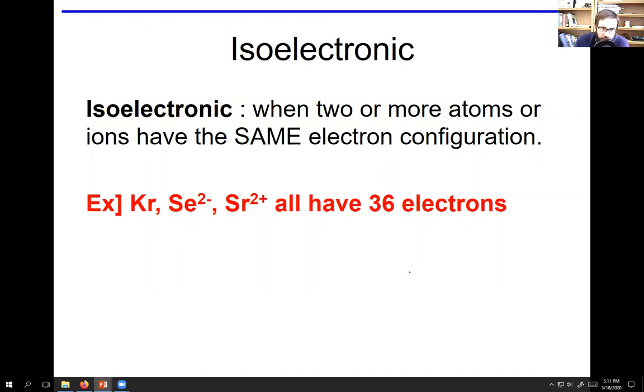Things that are isoelectronic, atoms or ions that are isoelectronic. Iso means same. So same electron configuration. That's what it means. So for example, if you do krypton, selenium 2-, selenium dianion, and strontium cation, those all have 36 electrons. They all have [Kr] electron configurations. Okay? Same electron configurations, isoelectronic, same number of electrons.